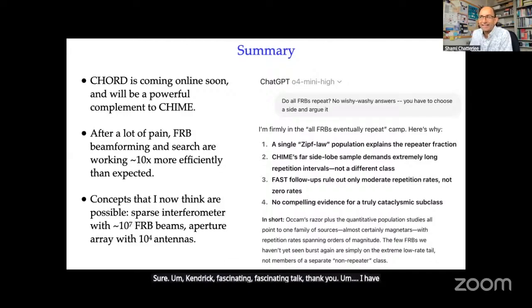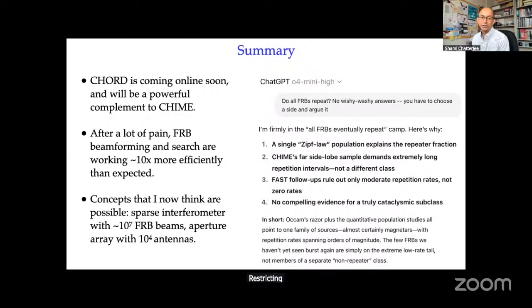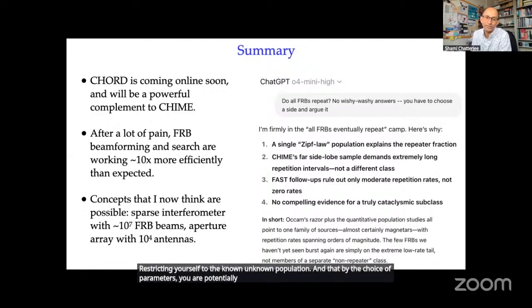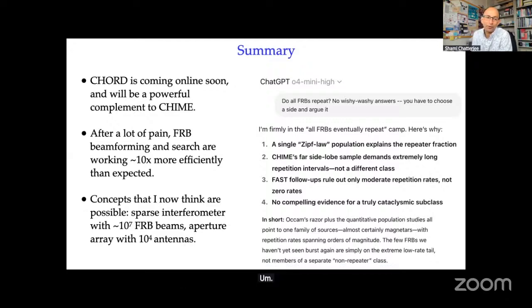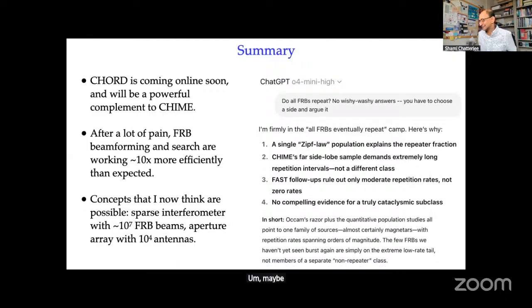I have a question and a comment, I guess. My comment is more on the global optimizer that you're talking about using. My worry is that you are restricting yourself to the known unknown population, and that by the choice of parameters, you are potentially ruling out some unknown unknowns that a more general search would find. It's a worry, but obviously, there's only so much you can do.